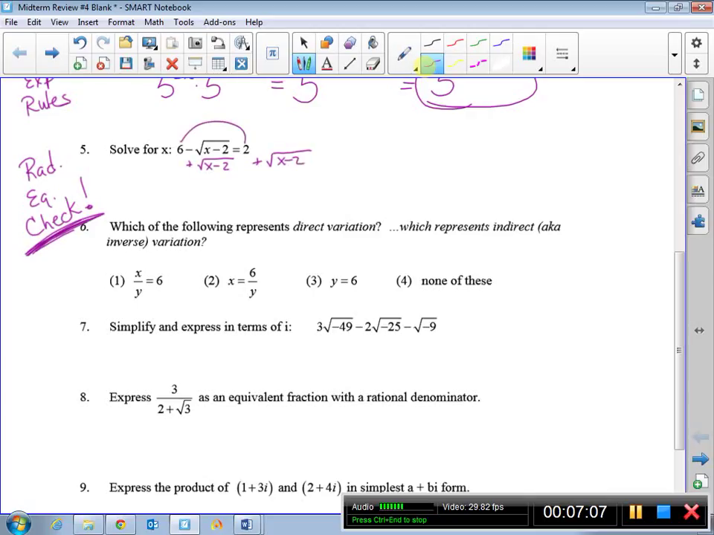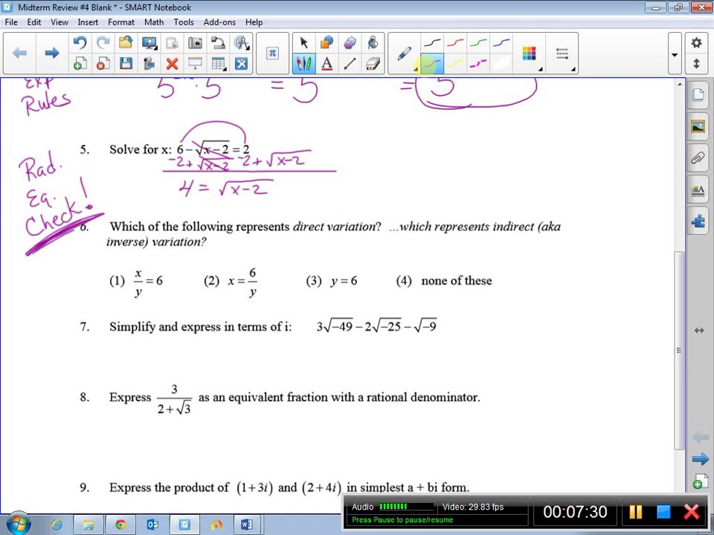And I'm going to bring the 2 over by subtracting. So this is going to end up looking like 4 equals the square root of x minus 2. Take a minute and do that if I confused you. I'm bringing this one over to the other side, and I'm subtracting 2 over. So I end up with 4 equals square root of x minus 2.